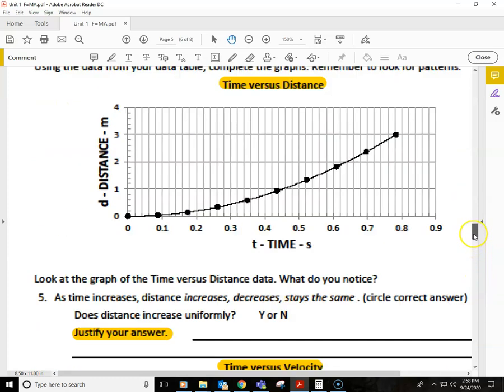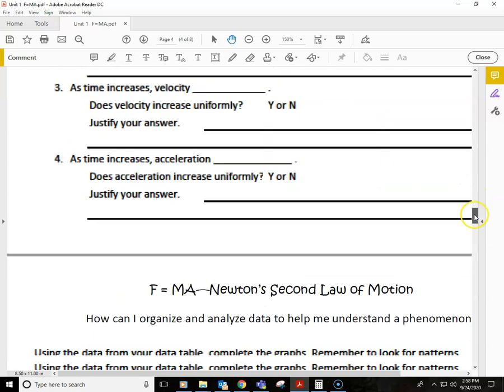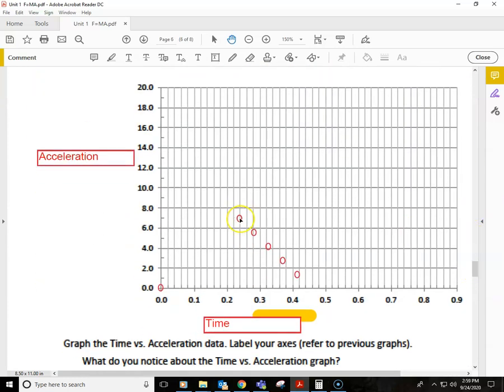What was my next number? 0.87, 10.58. So my second one, it's an arrowhead ready to go. Remember, this is 0.8. A little more than that is 0.87. And I need to go all the way up to 10.5.